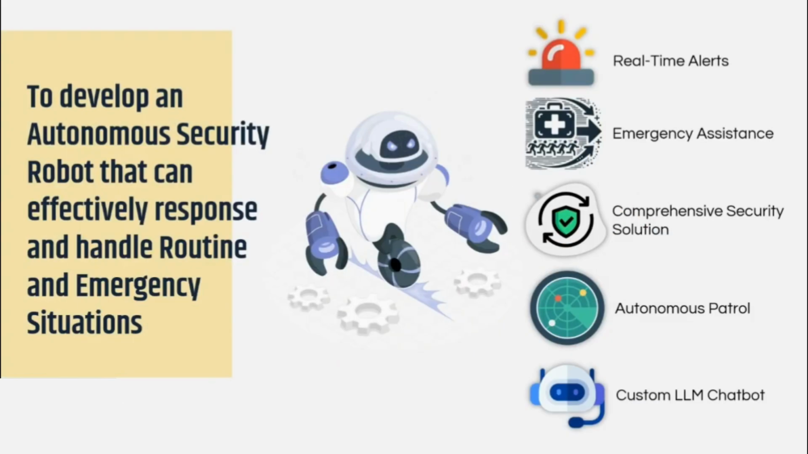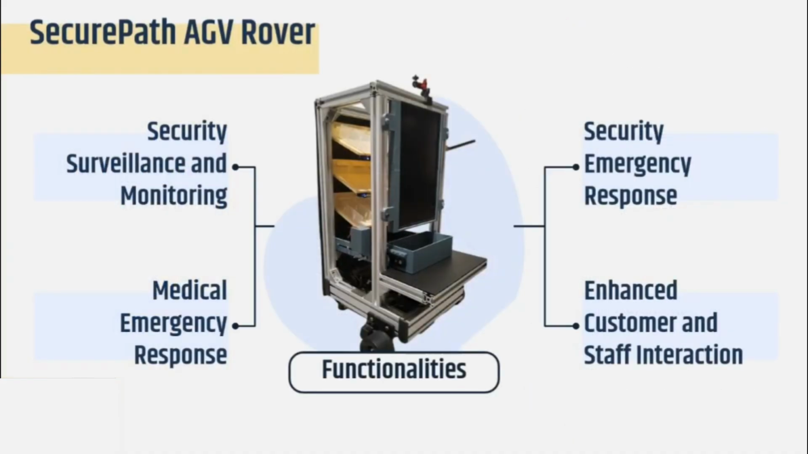Our project is to introduce and develop an autonomous security robot that can effectively respond and handle routine or emergency situations. So the SecurePath AGV rover covers the following functionalities, which include security surveillance and monitoring, medical or security emergency response, and also enhanced customer and staff interaction.